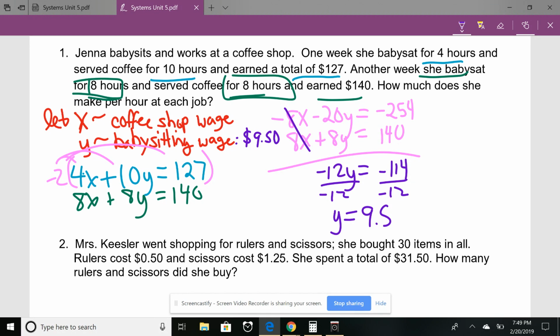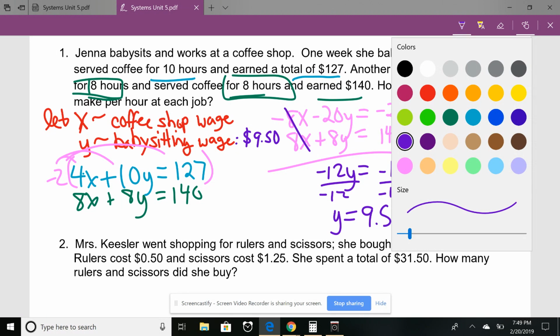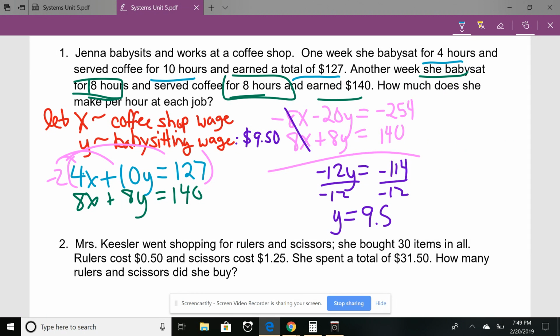Now we've got to find the coffee shop wage. So we're going to plug it back in. Let's use blue. When you plug this back in, I would plug it back into one of the original equations. It doesn't matter which one. I'm going to do the 10, that's easy to do in my head. 9.5 times 10 is 95. So we have 4x plus 10 times 9.5 equals 127.